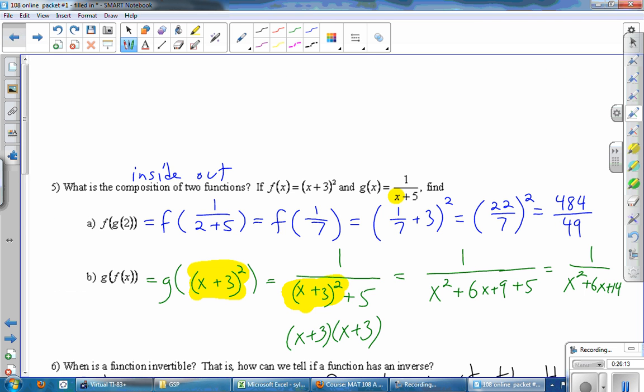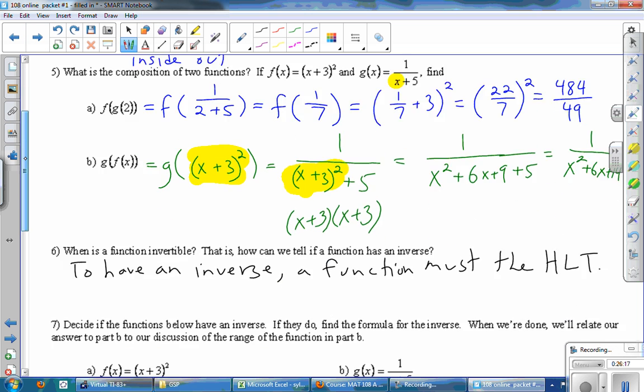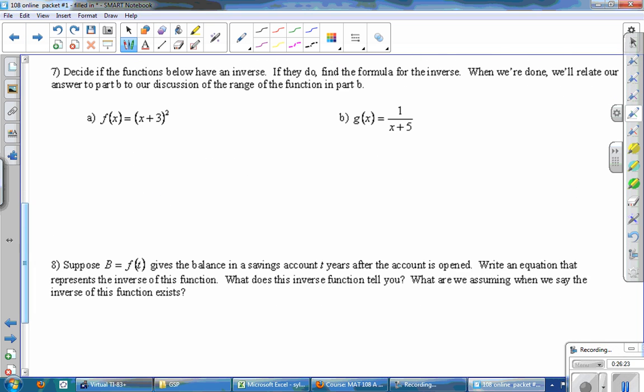Okay, so I think where do we need to be? So let's go right here. All right, so let's go to number 7. It says decide if the functions below have an inverse. If they do, find a formula for the inverse. When we're done, we'll relate our answer to part B to our discussion of the range of the function in part B. Okay, so we'll start with part A.